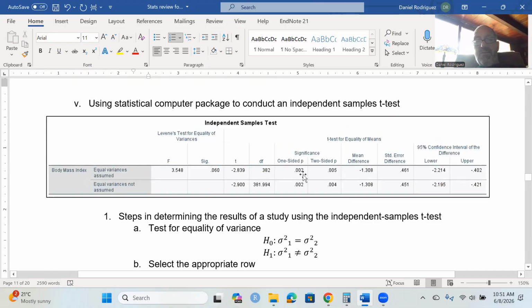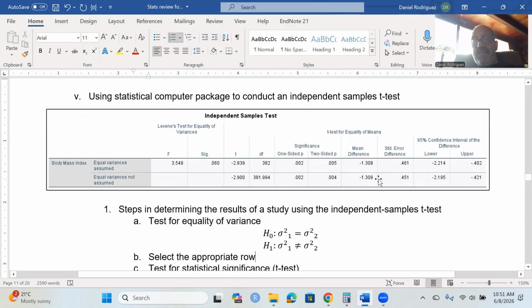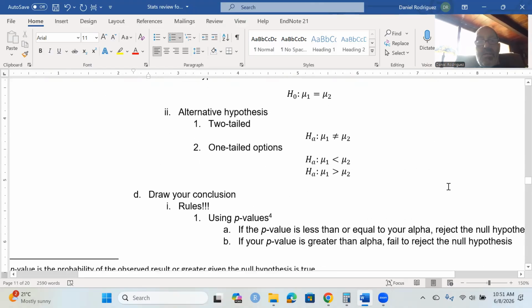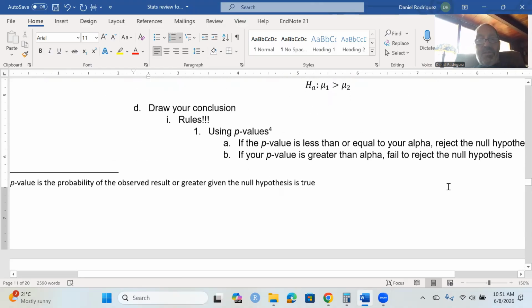This is probably 0.0025, right? So it's just half. So you see the one tail is half of the two tail. Lower probability is better. You get the mean difference here. You get the standard error of the difference, and then you get the confidence intervals, okay? For the mean difference. That's your prototypical test result.